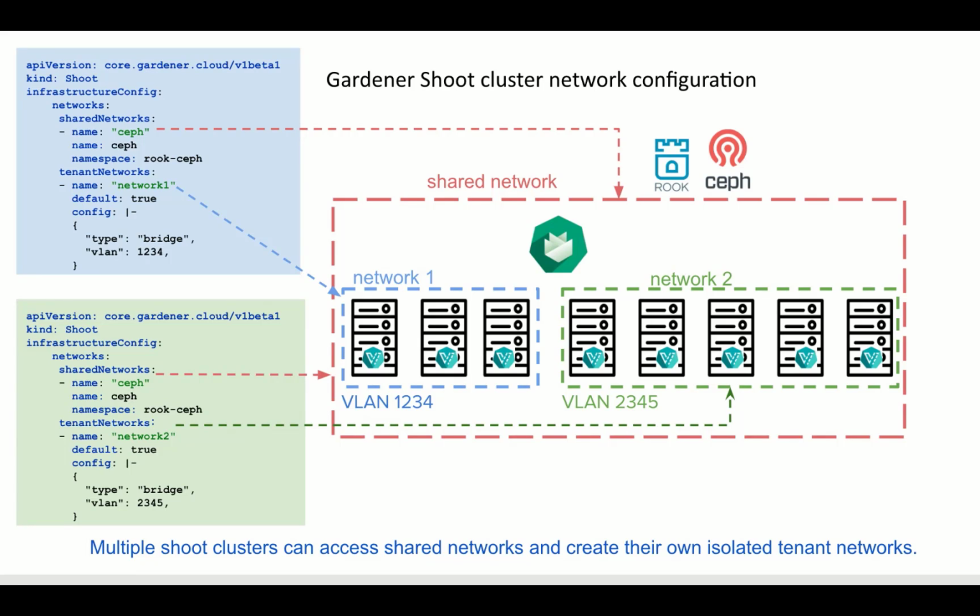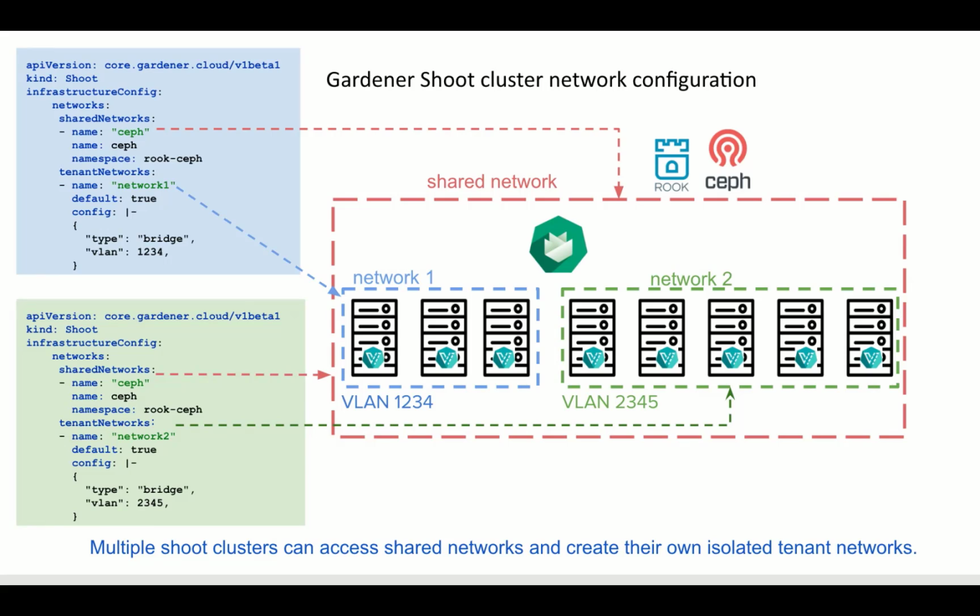The blue shoot cluster consists of an infrastructure config that has two networks. One is the shared storage, shared network. In this case, the shared network refers to the network attachment definition created by Rook for Ceph's public network. So the reference here will be the Ceph reference, using the namespace rook-ceph and the name ceph, which refers to the existing network attachment definition. The VMs will use this network attachment definition to attach to the same cluster as Ceph.